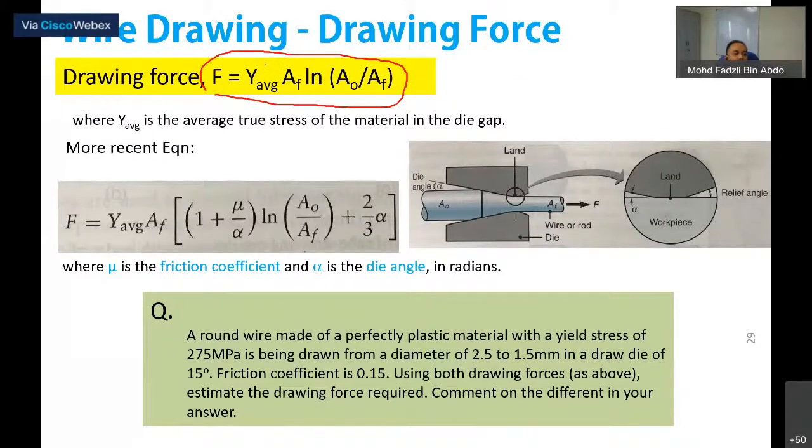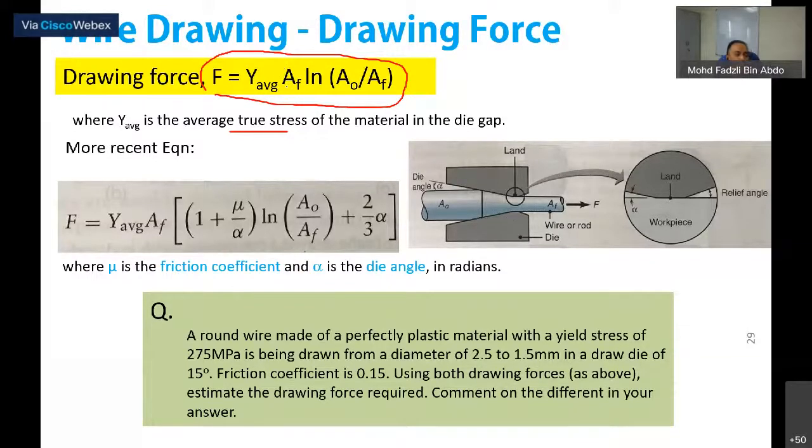Kalau yang tadi kita ada K, tapi dia adalah Y, average true stress. Kalau extrusion tadi, A0 di depan, tapi ni adalah A final, ln(A0/AF). Ini adalah drawing force. Dia sama juga dengan extrusion, cuma terbalik je. Kalau extrusion ni A0, kalau drawing ni AF. Sebab drawing kita tarik, kita tarik dekat final. So that's why dia jadi AF.